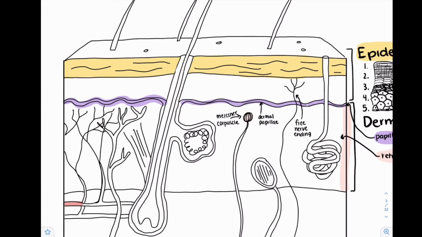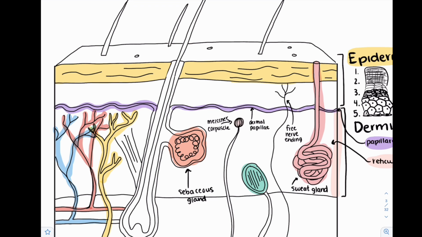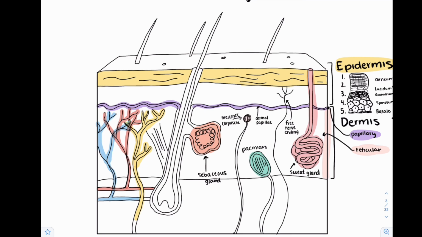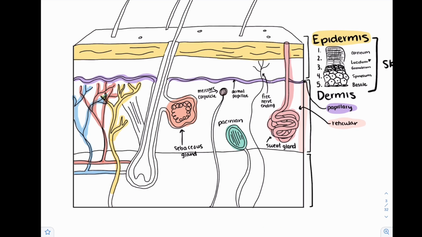The reticular area, or layer, is the deepest layer of skin and is composed of dense irregular connective tissue and contains arteries and veins, sweat and sebaceous glands, and pressure receptors called Pacinian corpuscles. Below the skin, below the epidermis and dermis, is the hypodermis. The hypodermis is not part of the skin, but it is made up of subcutaneous tissue and fat and is part of the integumentary system.